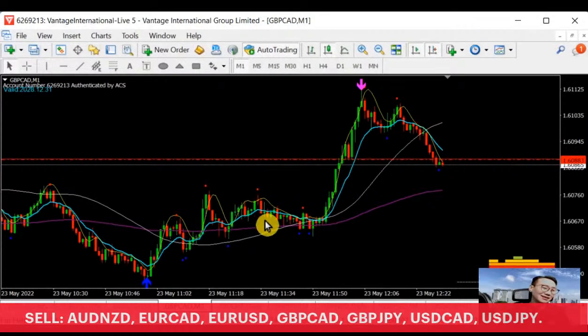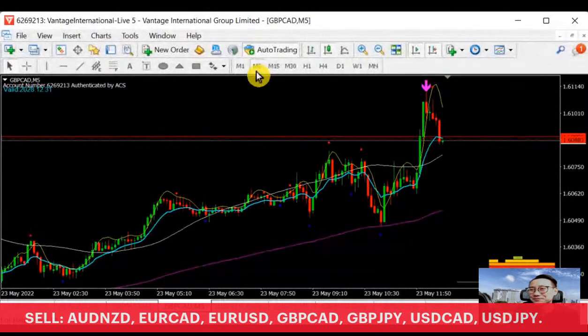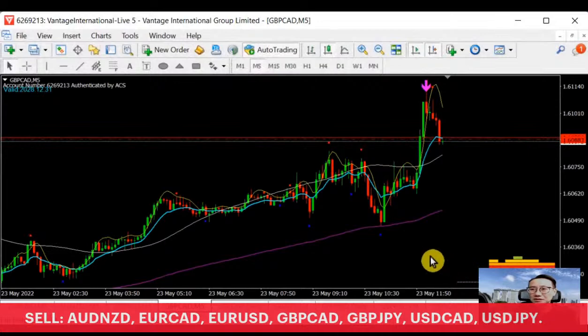Pound CAD, things fluctuate. Now pound CAD is better. I guess it's because the pound yen market is already closed. So that explains it.